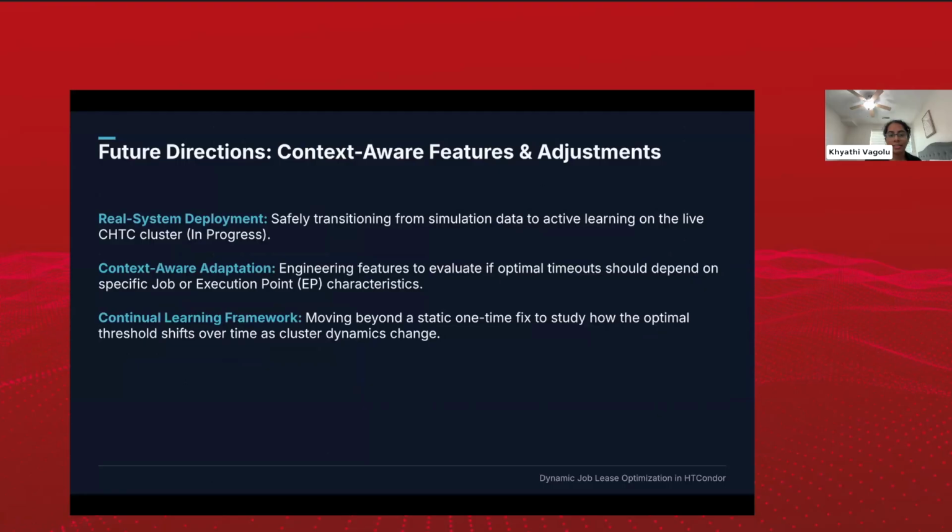And that's what we have so far. What we want to do right now is to transition from the simulation data to actively learning on a real system. We basically want to try out different timeout values and see how well Bayesian optimization performs in the real scenario. Some of the other areas that we wanted to explore is to see if there's any contextual dependence of the optimal timeout value.